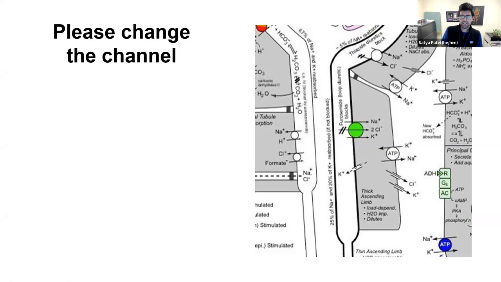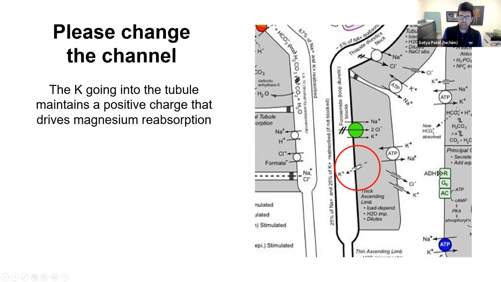All right, so now we need to go over this part specifically, which is the loop diuretic channel, NKCC2. Notice here there's some potassium leaking out, and that's actually a really critical point. The K that goes into the tubule is what maintains the positive charge in here. And if you have enough of a positive charge in here, that's what drives magnesium reabsorption out of the urine and back into the body. So without this positive charge, magnesium is not as willing to go back in here.